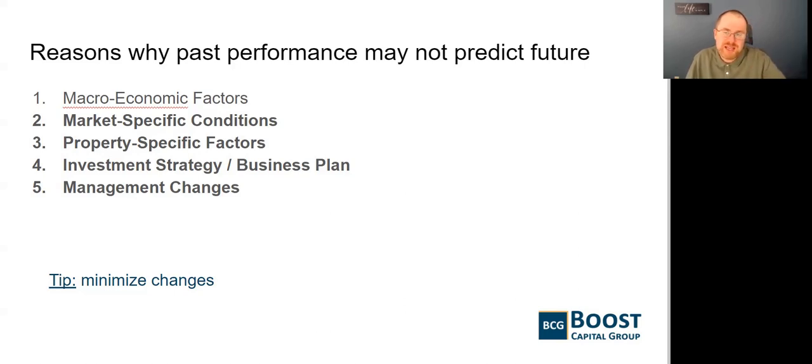How do they address any change from the market specific conditions, or property specific, or investment strategy and business plan, or are they going to work with a different property manager? That's something we're going to ask them. What's the change there? Sometimes, for instance, we're currently working on a portfolio located in Houston, and there is a change in the business plan compared to a typical business plan. That change is very interesting, but also very straightforward.